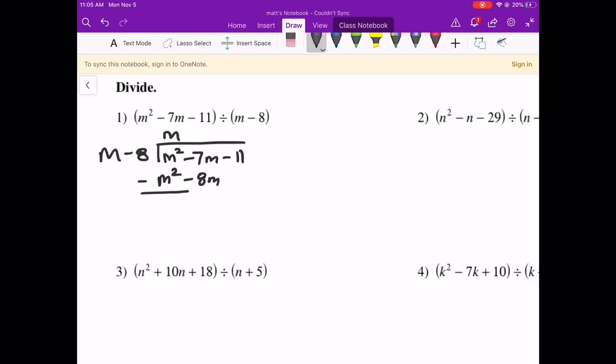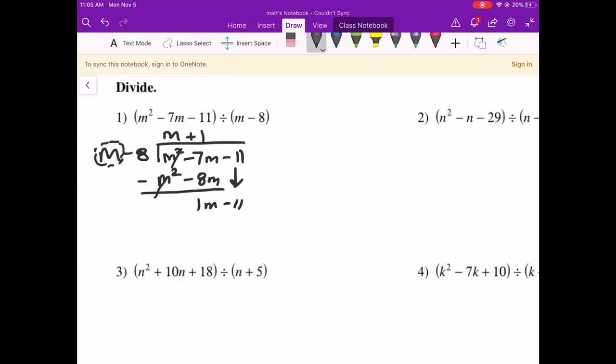I subtract, just like I did way back when. m squared minus m squared is 0, and then negative 7m minus negative 8m, that's like negative 7 plus 8, which would give me 1m, and I bring down my remaining term, minus 11. And I ask myself again, what do I multiply m by to get m? Well, that's 1. Okay, so that's the other piece of my factor. m times 1 is 1m, and then negative 8 times 1 is negative 8.